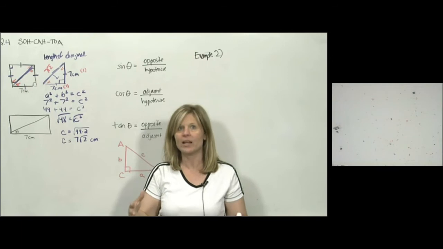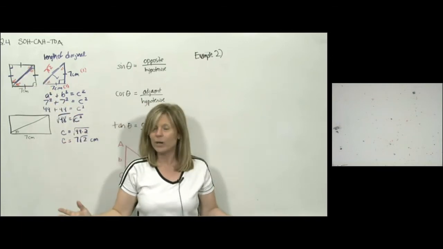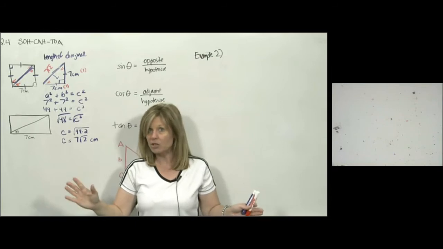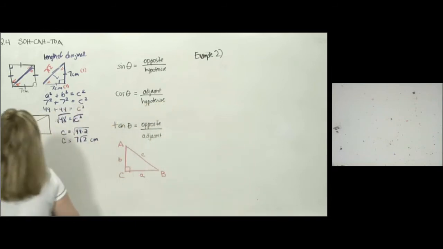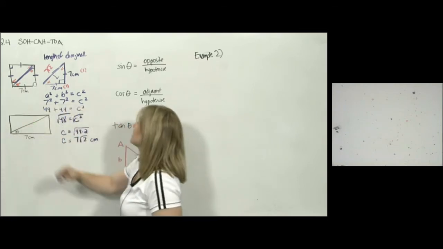Either way, the point is we can use geometry to find the length of that diagonal. We didn't need trig at all. Everybody's good with that? All right. Well, suppose the shape wasn't a square. Suppose it's a rectangle. Suppose this is the rectangle I give you.